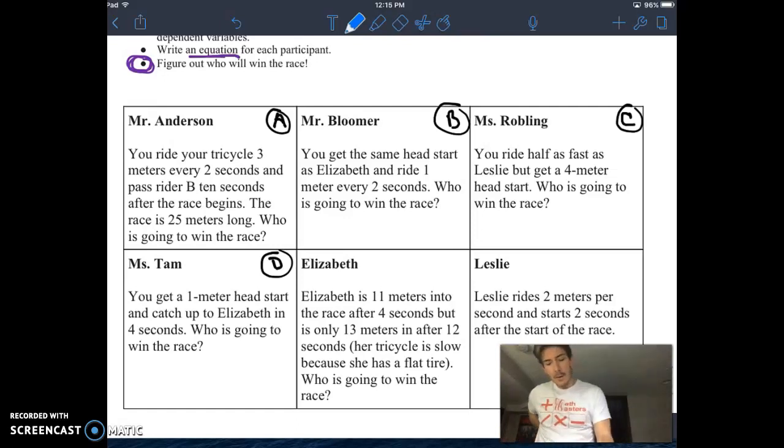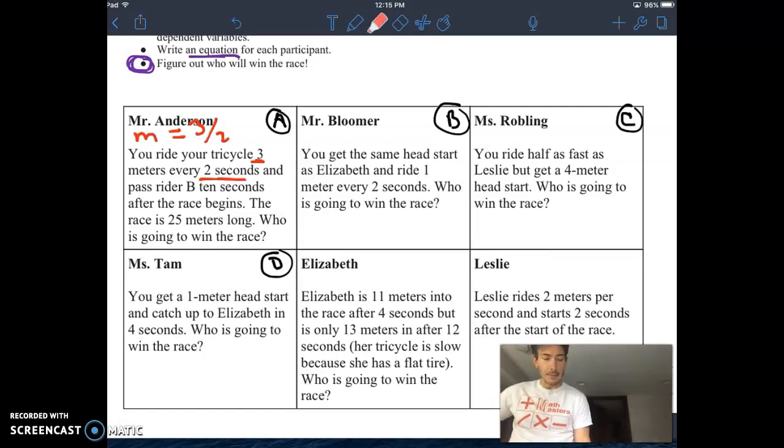Well, I don't have enough information here for Mr. Anderson to graph a line. I do know he rides his bike 3 meters every 2 seconds, so I do know his speed, or in this case, the slope. Okay, 3/2. But we know that he passes rider B, but we don't know where rider B is after 10 seconds. So let's check out rider B, and that is Mr. Bloomer. Oh, the other important thing that I am going to highlight here, sorry: the race is 25 meters long. I'll show you what I did with that in just a second.